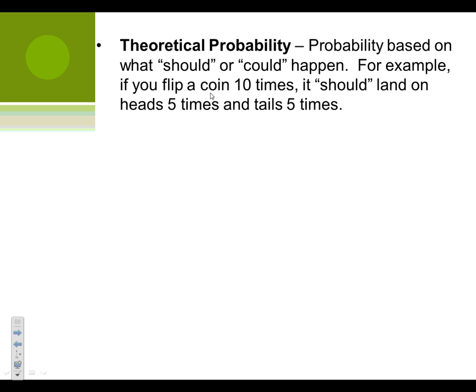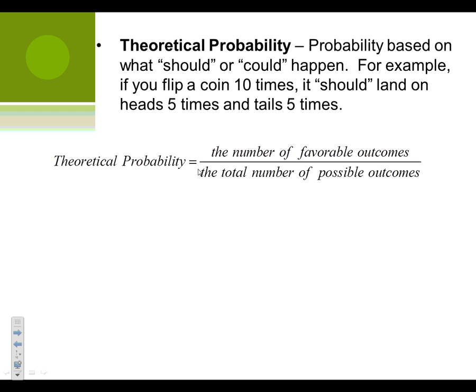So let's look at one type of probability, theoretical. Theoretical probability is based on what should or could happen. For example, if you flip a coin 10 times, it should land on heads 5 times and tails 5 times. I was thinking about one toss. Anyway, we define theoretical probability as the number of favorable outcomes over the total number of possible outcomes.